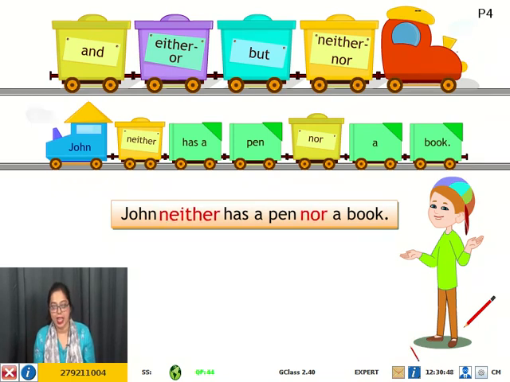So neither and nor. Okay. So first, in the first sentence, what do we see? In the first sentence, we picked up the connector called and. And when we pick up the connector and, that means John had both a pen as well as a book. In the second sentence, what did we pick up? We pick up either or. That means he can have any one between the two. That means either he can have a pen or he can have a book. But in the third sentence, when we are using neither nor, that means John does not have a pen, nor a book. That means this sentence is completely in a negative form. Okay.